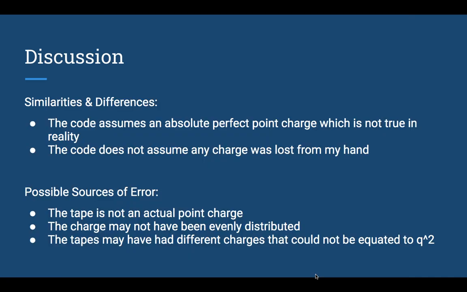So to discuss this, the code assumes an absolute perfect point charge, which is not true in reality, and it also assumes that no charge was lost from my hand. These are both also possible sources of error. Other possible sources is that the charge may not have been evenly distributed, and the tapes might have had different charges that could not be equated to Q squared.